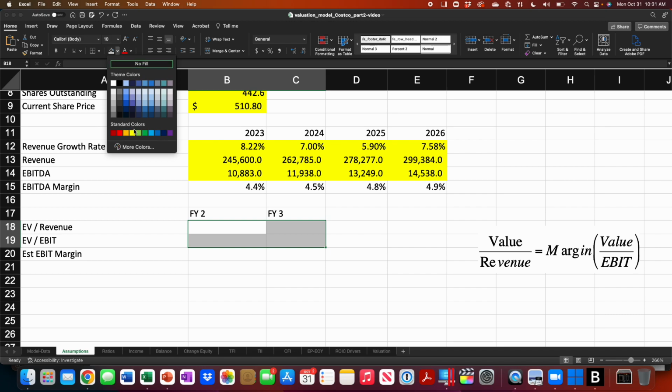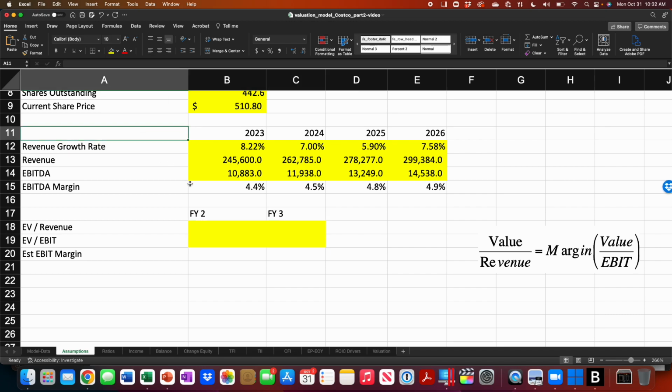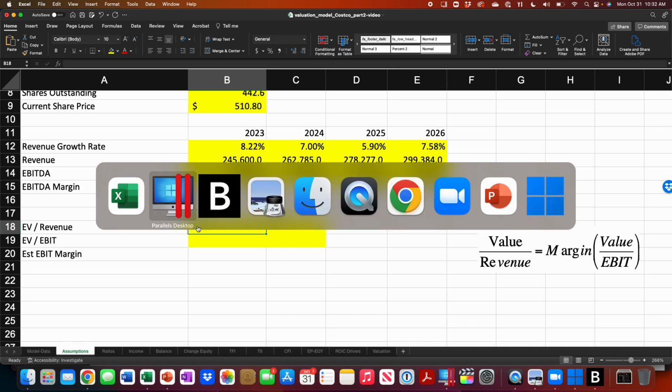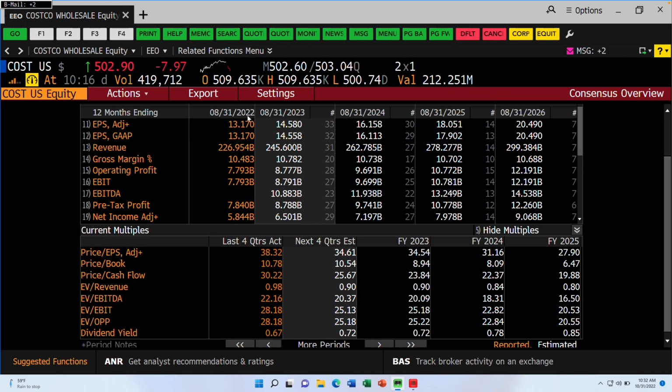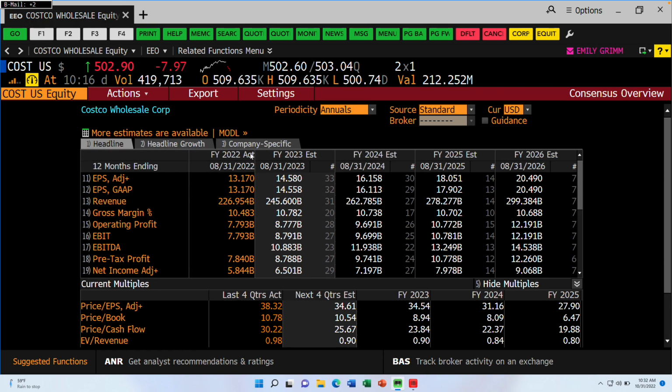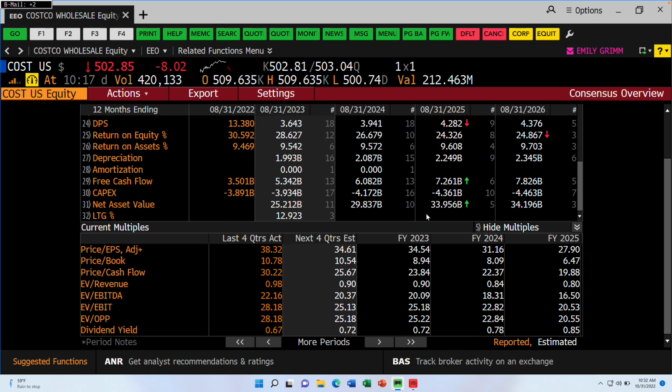That will solve for the number below. So for example, in the second forward year for Costco, and you can tell second forward year by just counting the columns: actual, 1, 2, 3, 4. So forward year 2 is 2024. So the 2024 enterprise value to sales multiple for Costco is 0.84 right now.